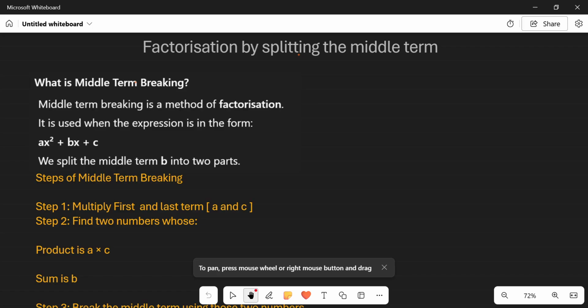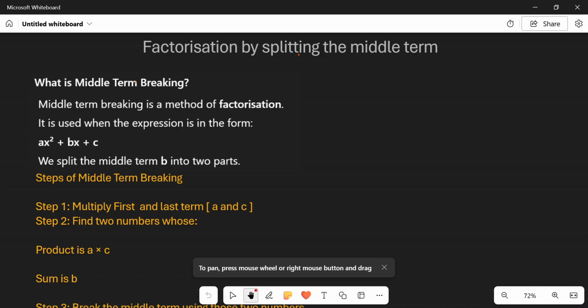Today we are going to learn middle term breaking, also known as splitting the middle term, right? This method is basically used to factorize quadratic expressions. Okay, so here it's written a few important pointers on how to solve middle term breaking, right?